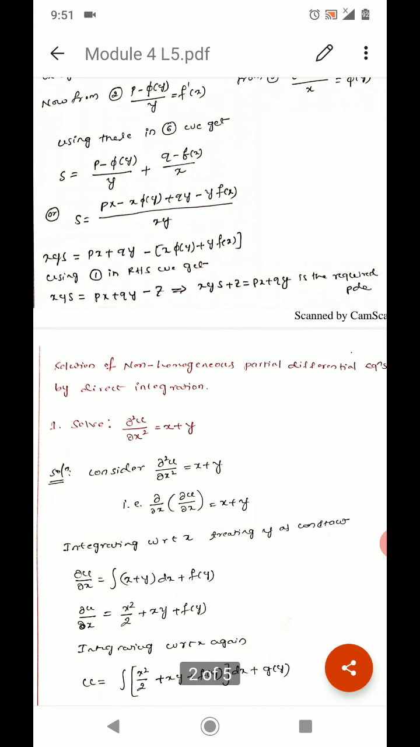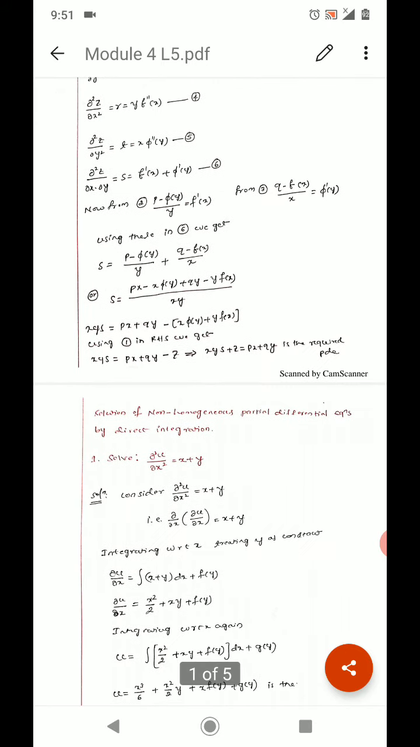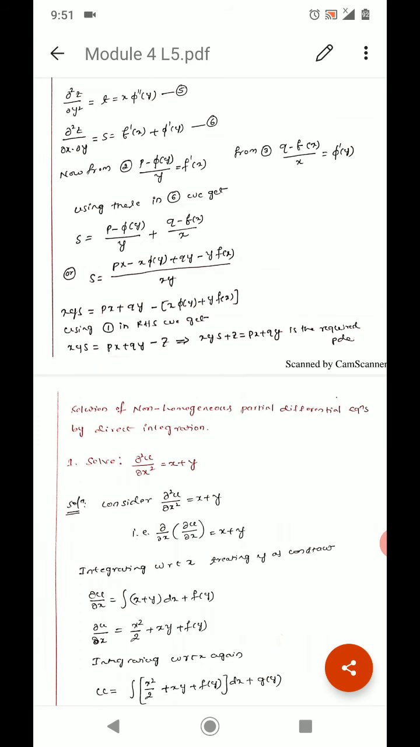Next we have the solution of non-homogeneous differential equations by direct integration.